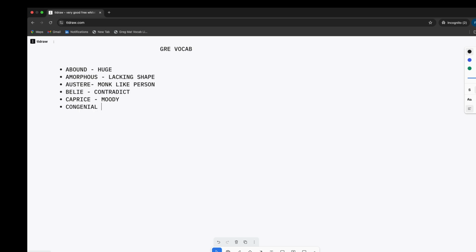And you have congenial. Congenial is a person who is very friendly. Then you have cerebral, which is intelligent or related to the brain. Then you have conspicuous. So conspicuous is something that is visible. Tacit is someone who is not talkative, whereas loquacious and garrulous is someone who is very talkative. These are very talkative persons.